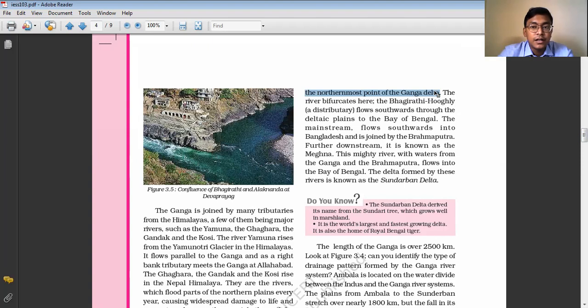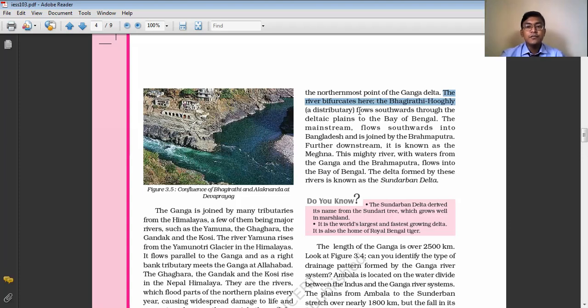At Farakka barrage, the river Ganga bifurcates, which means it divides into two divisions. These two divisions are the Bhagirathi and the Hooghly. So the Bhagirathi river and the Hooghly river are the two distributaries of the river Ganga. Tributary means the small rivers which join the main river. Distributary means that when the main river gets bifurcated or divided into numerous channels or branches, they are known as distributaries. So here, the river Ganga gets bifurcated into two, Bhagirathi and Hooghly, which are the two distributaries of the river Ganga.